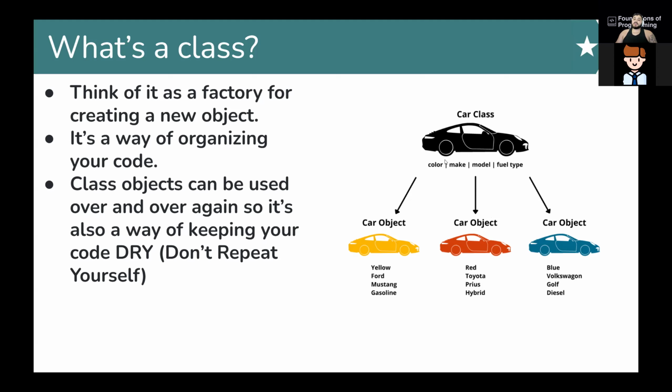And having these characteristics in our blueprint, the class, like color, make, model, and fuel type, we're able to use that information to create unique versions of it. Notice how this car object is a yellow Ford Mustang that runs on gasoline. The car object here is a red Toyota Prius that's a hybrid, and the other car is a blue Volkswagen Golf, which runs on diesel. So, all three of these objects are a variation of the car class, but they have their unique properties, like you see here.